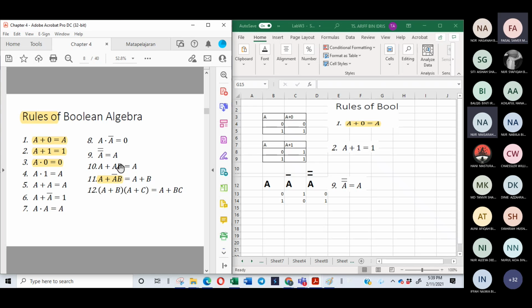Class, can you see the simplification? We simplify from a longer Boolean expression to a shorter Boolean expression. Can you see here, class? Yes. Okay. So in other words, that is the idea of learning computer architecture.